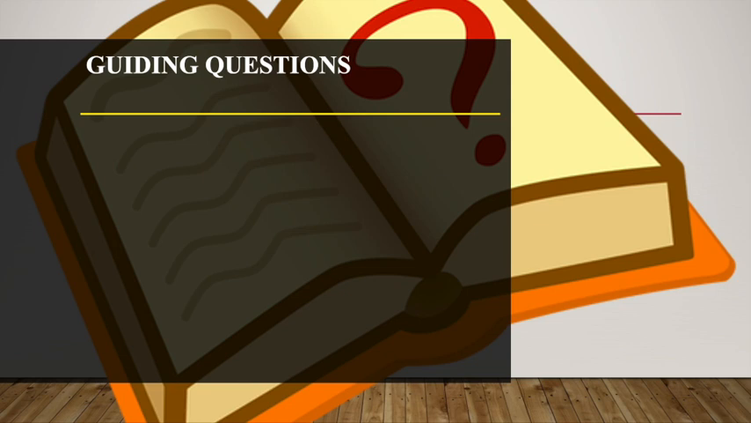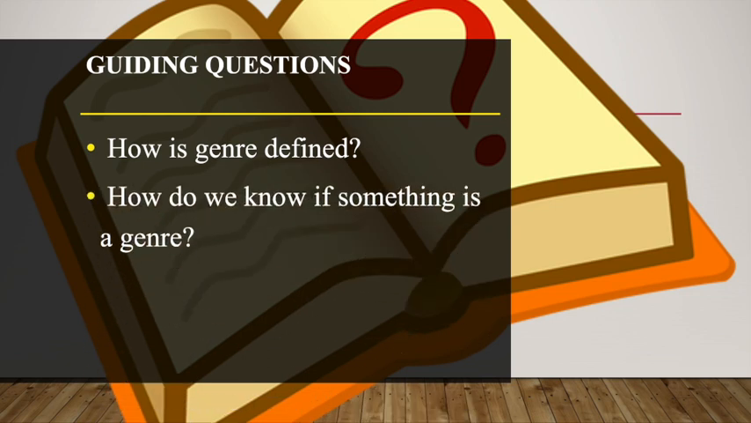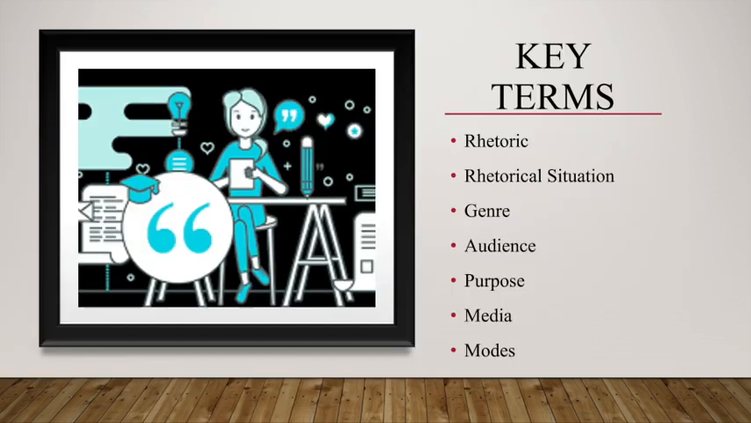So there are really just two guiding questions for this particular lesson. First one is, how is genre defined? And the second is, how do we know if something is a genre?